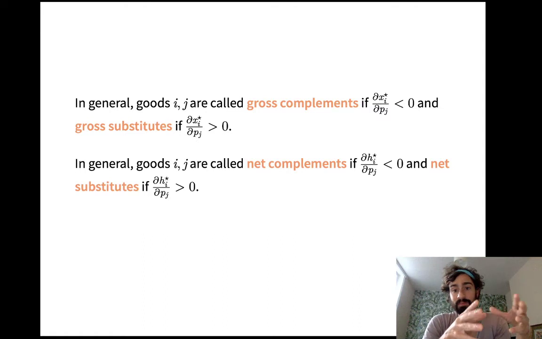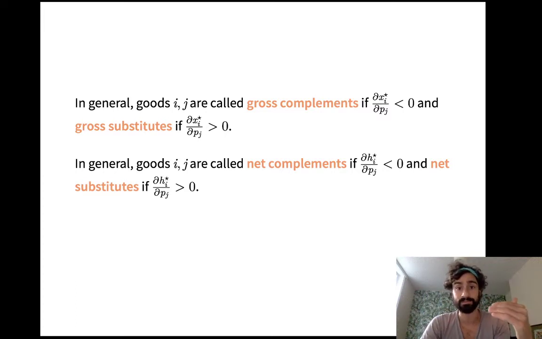Right? So something is a complement if when the price of good j goes up, I consume less i. So they're moving in the same direction. When the price of good j falls, I want more j and more i, right? So the demand for i is increasing. Here, when the price of good j goes up, I want less j and less i. So I want them both to be less, right? And so the derivative of xi with respect to pj is less than 0.